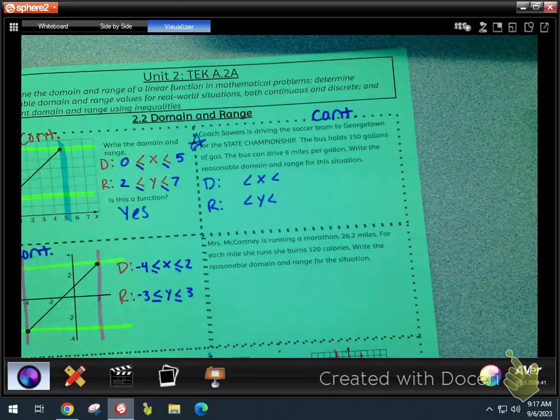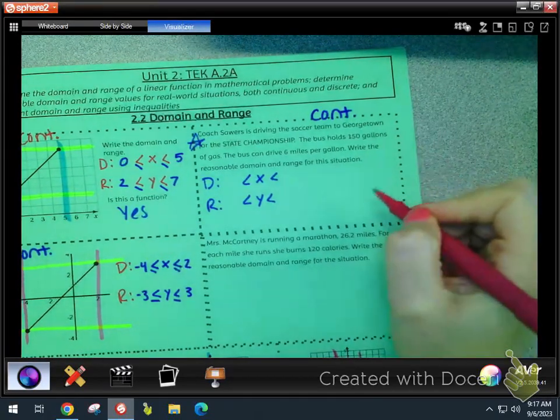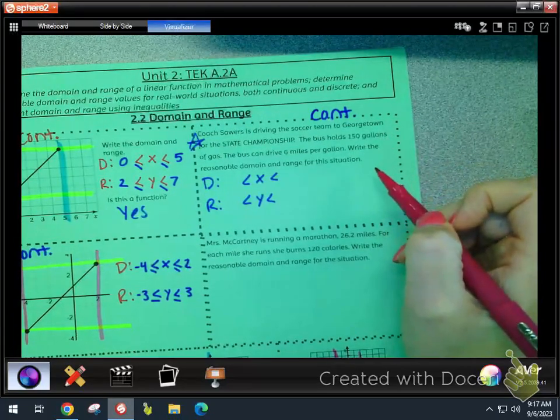Go ahead. Do you need to sharpen? Oh, it's not plugged in. Okay? So, well, hold on.